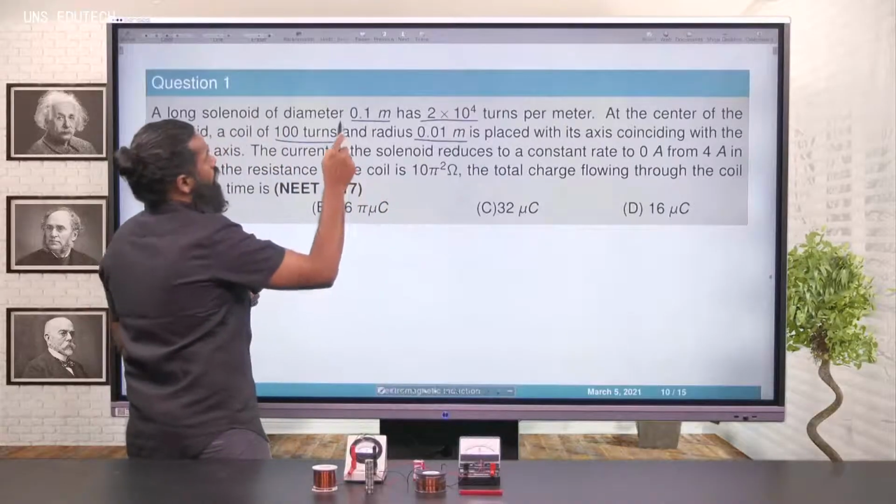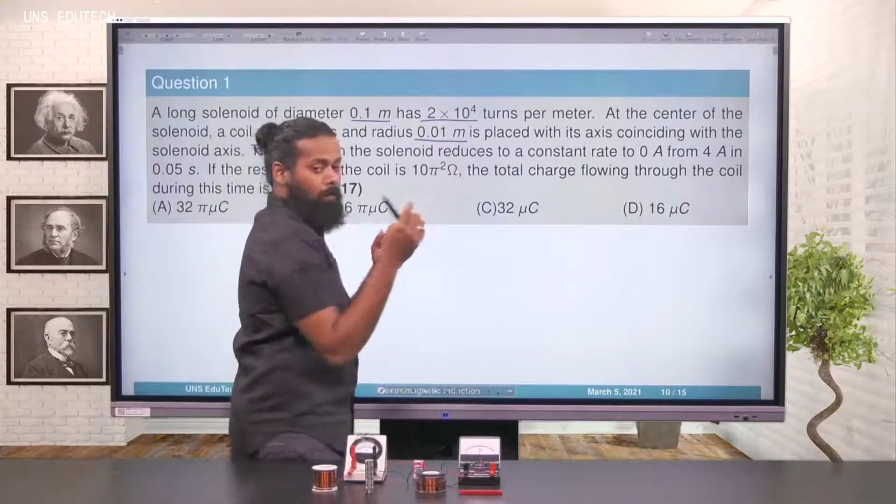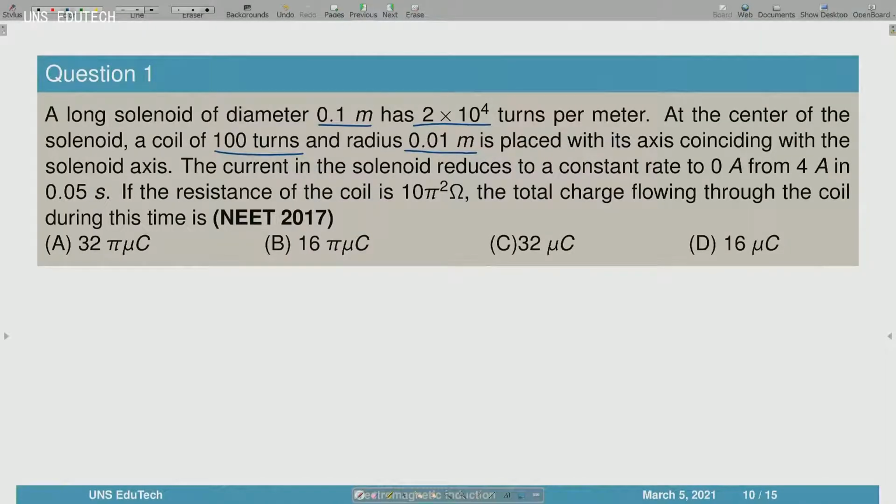So the first coil diameter is given, and the number of turns per meter is given. I mean, if you are taking the coil, how many turns are there per meter? Then at the center of the solenoid, a coil of 100 turns and radius of 0.01 meter is placed with its axis coinciding with the solenoid axis. The current in the solenoid changes at a constant rate from 0 ampere to 4 amperes in 0.05 seconds. If the resistance of the coil is 10 pi square ohm, ohm being the unit of resistance, then what is the total charge flowing through the coil during this time? How much is the total charge flowing through the system?